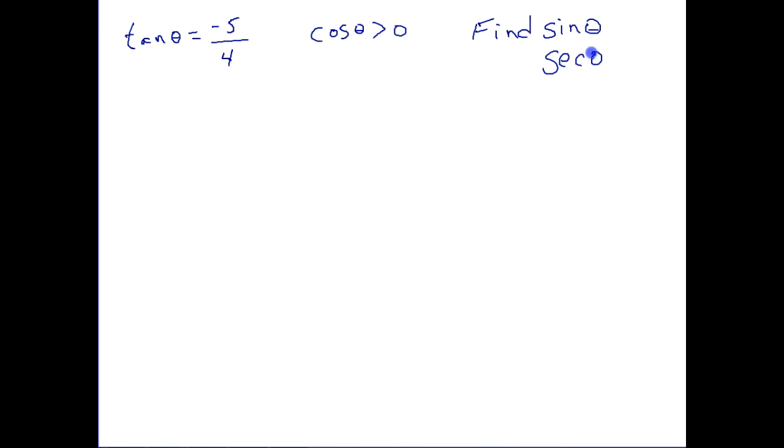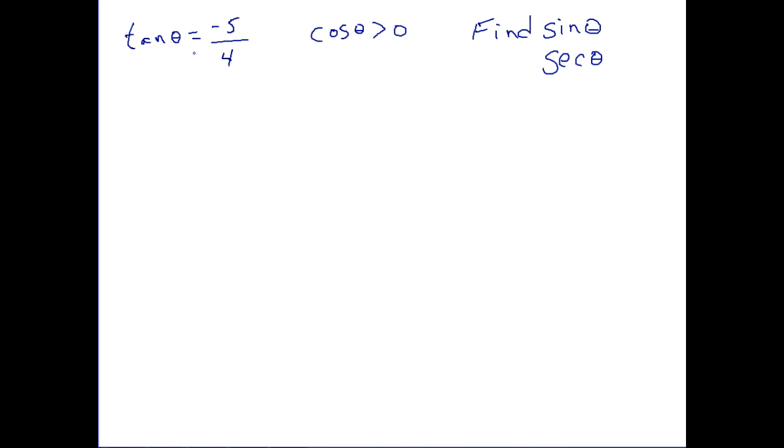Okay, let's look at another example. Let's say we're given that tangent of theta is negative 5 over 4. Okay, so tangent of theta is negative 5 over 4, but let's also say that cosine of theta is positive. It's greater than 0. And we want to find sine of theta and secant of theta. So we need to find these two pieces here, sine and secant. Well, what does this tell us?